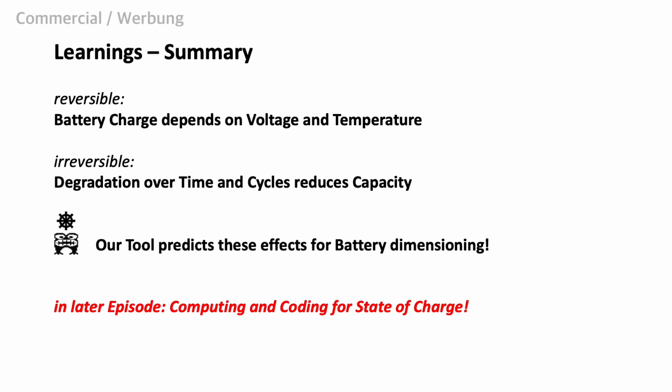What are the learnings of this episode? Batteries have a reversible characteristics that is depending on voltage and temperature. And they have an irreversible characteristics that is practically degradation over time and cycles. Our tool is able to predict all these effects for batteries dimensioning.